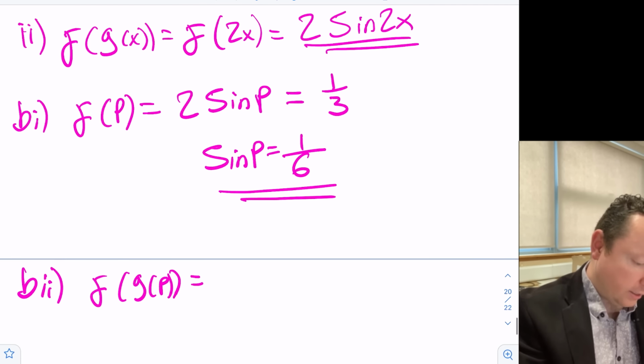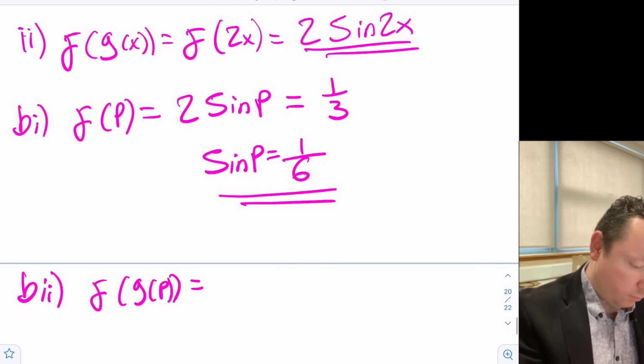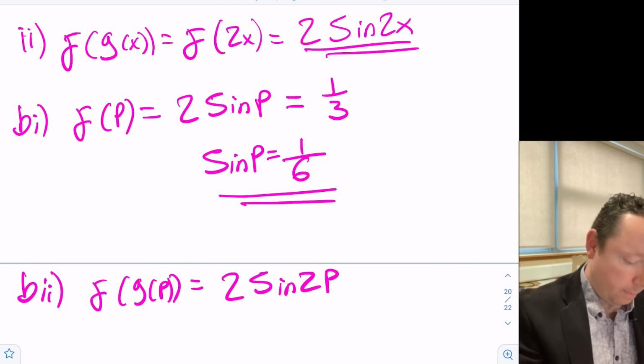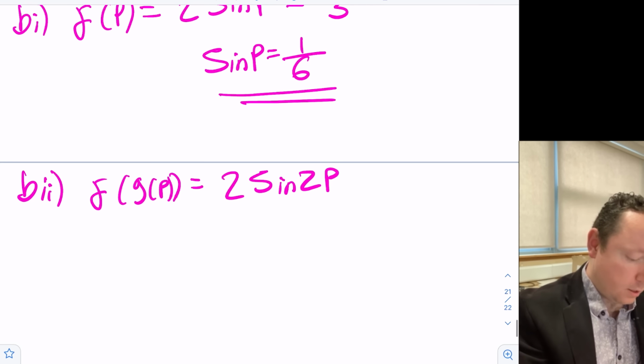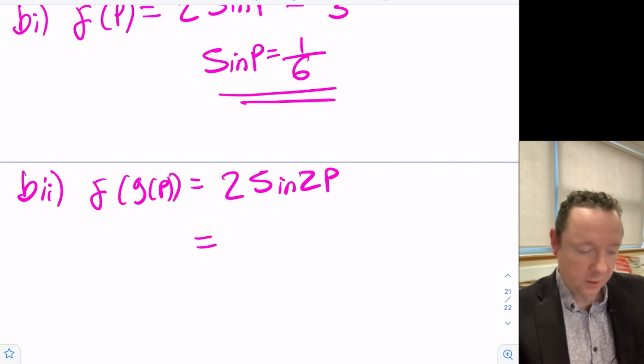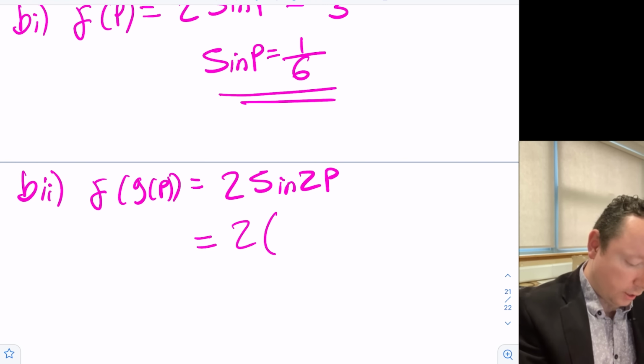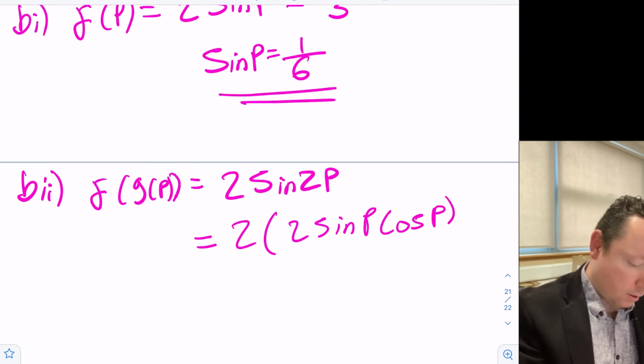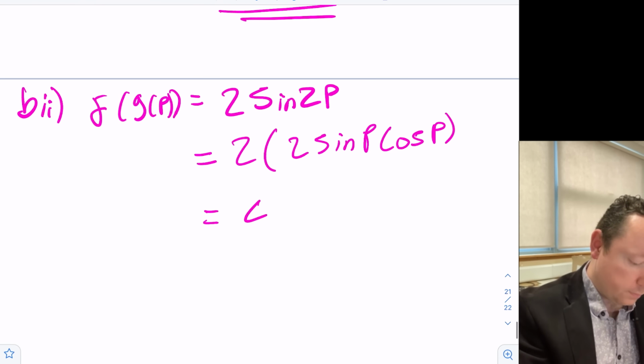So B part 2, f(g(p)). Well, f(g(x)) is 2 sin 2x, so f(g(p)) is 2 sin, just change it to a p. So 2 sin 2p. Well, sin 2p is 2 sin p cos p from the start of the exam paper. So it's 2 times 2 sin p cos p, which is 4 times sin p cos p.